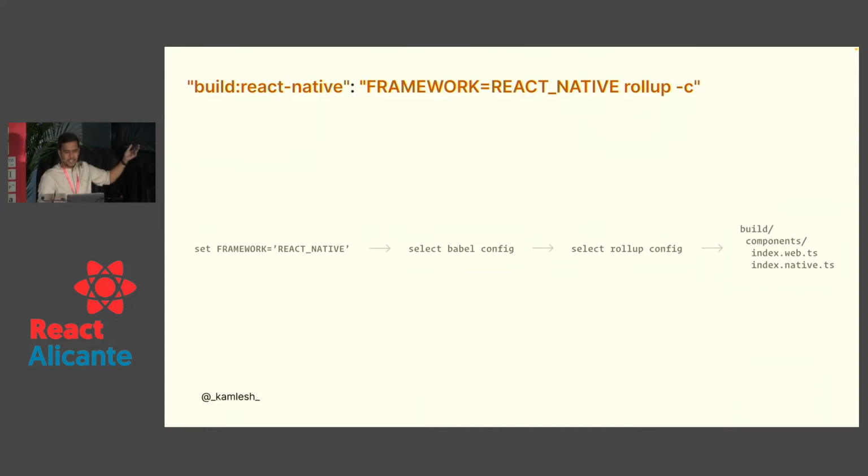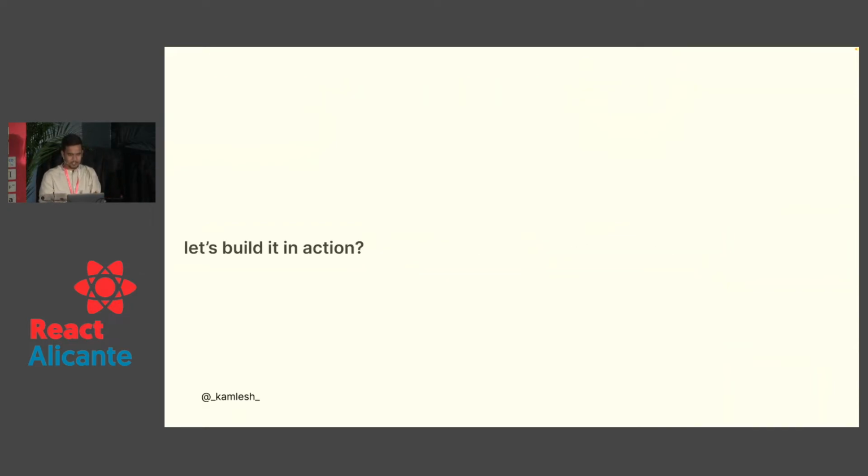Similarly, we'll repeat this for React Native. Like the first step, we'll set framework to React Native. It will go to Babel config, spit out the config for React Native, same for Rollup, and then we'll have index.web and index.native. So we have 2 bundles. One is web, one is native for our consumers. Let's see if this setup actually works with Rollup.